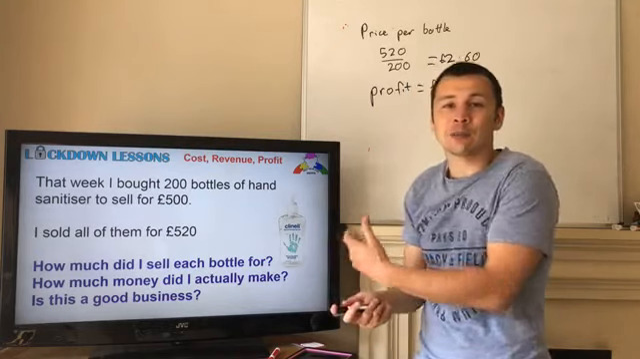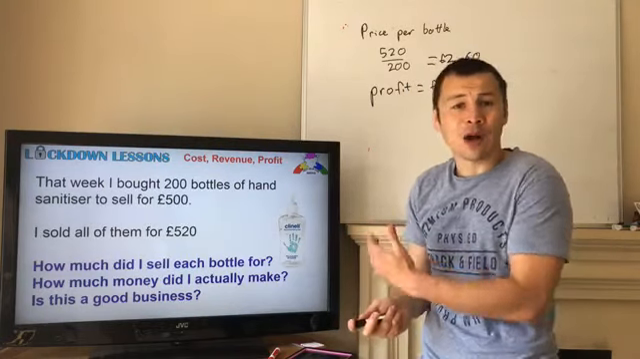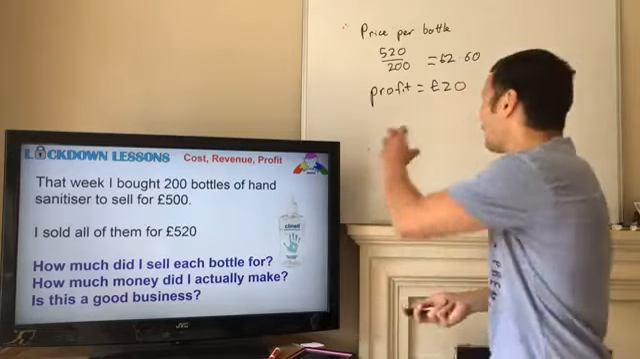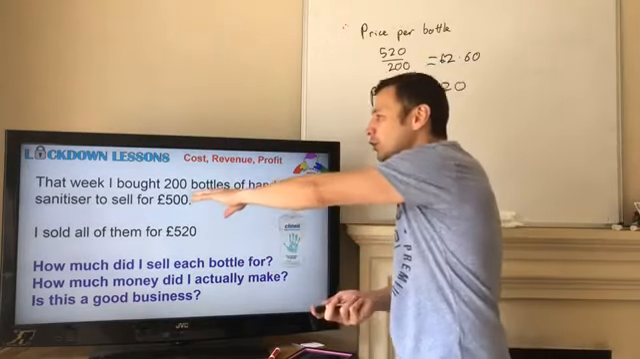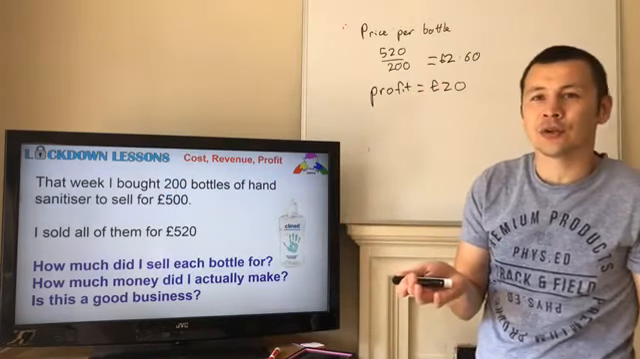So you were thinking I was making £520 a month. I'm not making £520 a month. I've only got £20 extra money to spend on things, which for selling 200 bottles, I'm not sure whether that's a good thing or not.